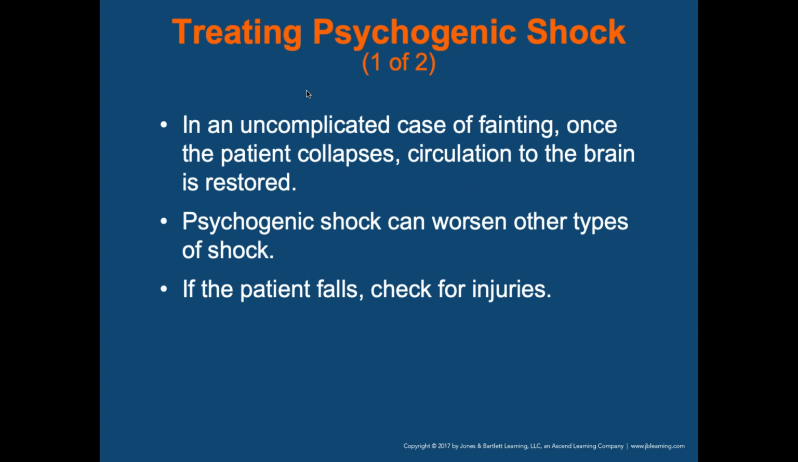Treating psychogenic shock in an uncomplicated case of fainting: once the patient collapses, circulation to the brain is restored. So a lot of times these patients are perfectly fine. They end up being a patient refusal. But psychogenic shock can worsen other types of shock if the patient falls, so make sure you check for injuries as well. They could have hit their head, causing a type of brain bleed or things like that. So you just have to look at the patient and do a full assessment.